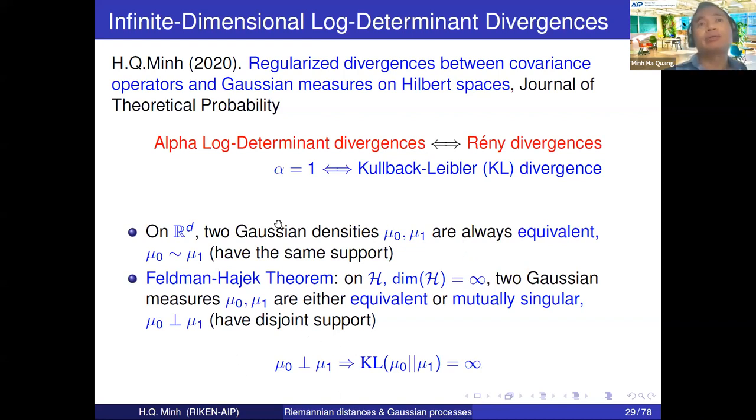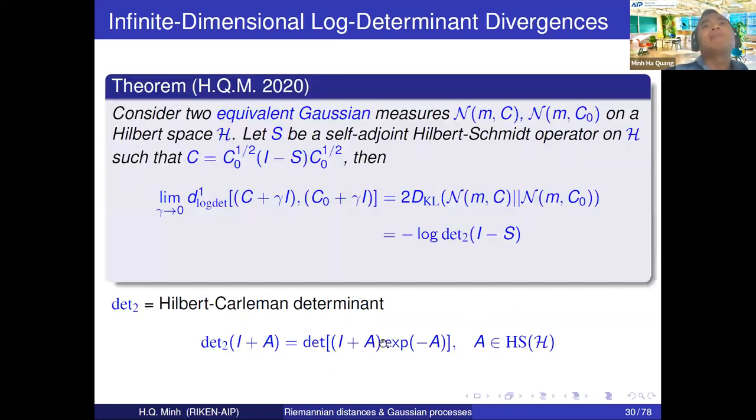So it's very different from the finite dimensional setting, because there we have a closed form formula and everything is always finite. The KL divergence is always finite if we have two Gaussian densities. It's not the case in the infinite dimensional setting. But we can show that if we have two equivalent Gaussian measures on a Hilbert space, and the covariance operators are related by this formula, then when gamma goes to zero, the log-determinant divergence, for example in the case alpha equal to one, between C plus gamma I and C0 plus gamma I, is equal to twice the KL divergence between these two Gaussian measures. So we recover the KL, or in general the Renyi divergence, between two equivalent Gaussian measures when the regularization parameter goes to zero.